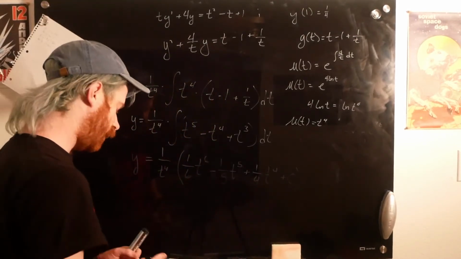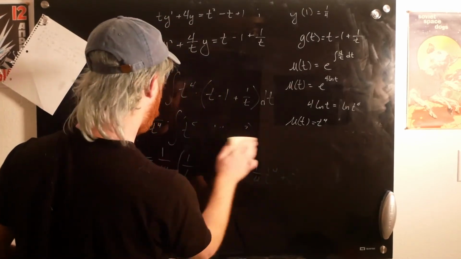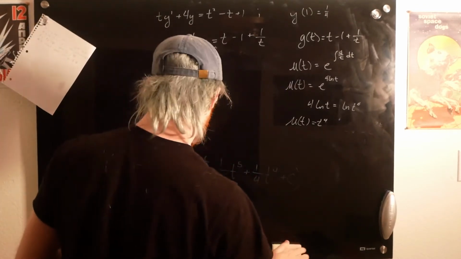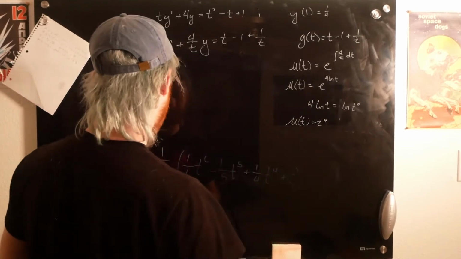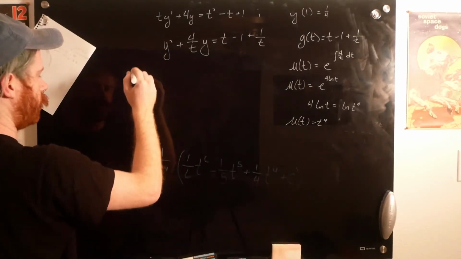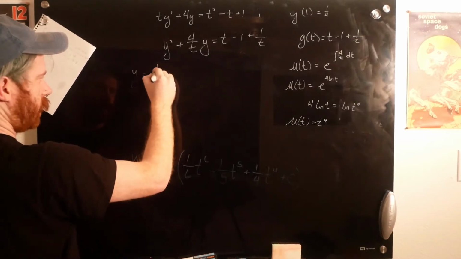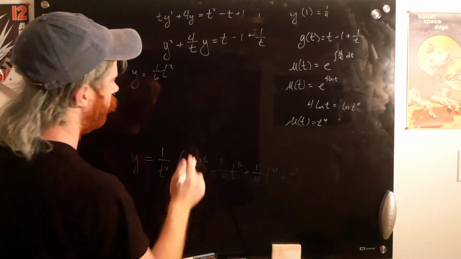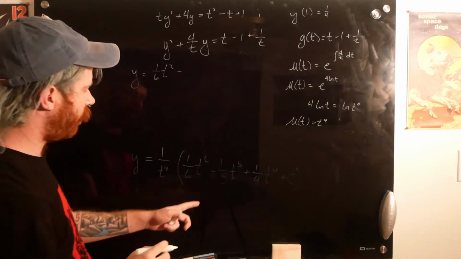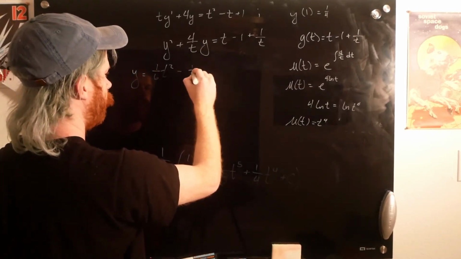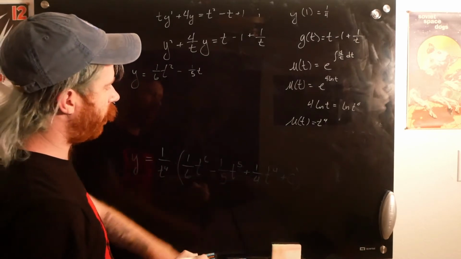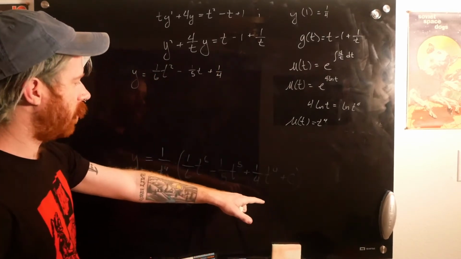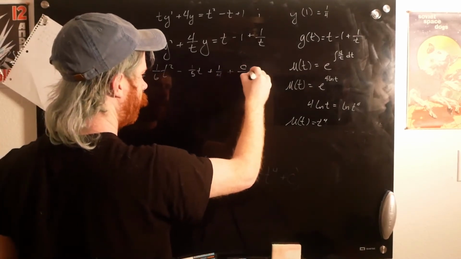So let's go ahead and distribute this 1 over t to the 4th power over. So we're left with y equals 1 over 6 t squared, right? The 6 and the 4, only 2 are left over. Subtract them when you're dividing. Minus 1 over 5 t, plus 1 over 4, the t to the 4ths cancel, and then plus c over t to the 4th.